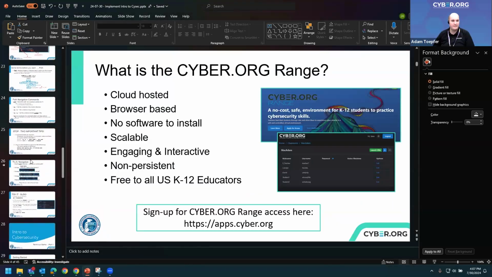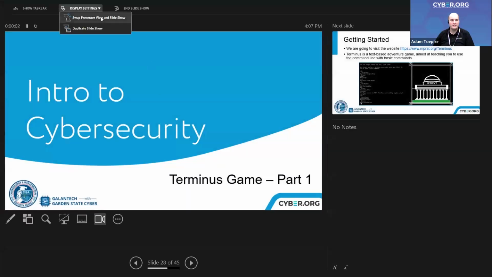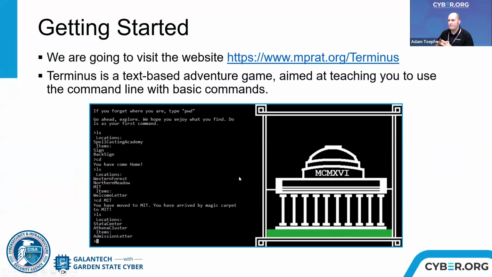Students can practice a lot of the skills that they've learned in something called Terminus. Terminus is a game that was created by a student at MIT as a graduate project. You can do it on your personal computer or your school computer. It's faster that way. You can go to this website, https://www.mprat.org/terminus. And like I said, this was an MIT project.